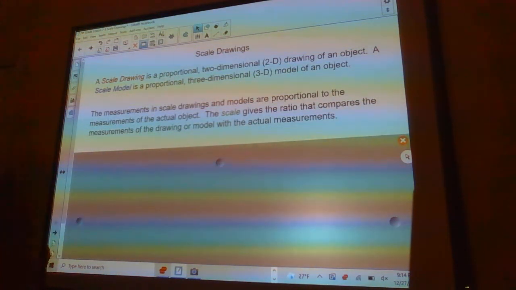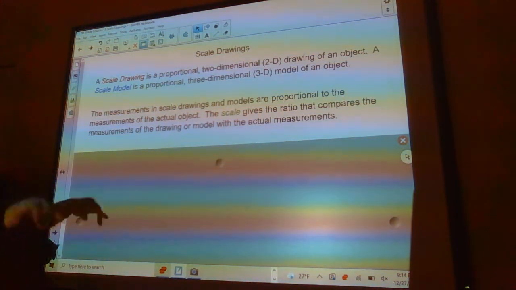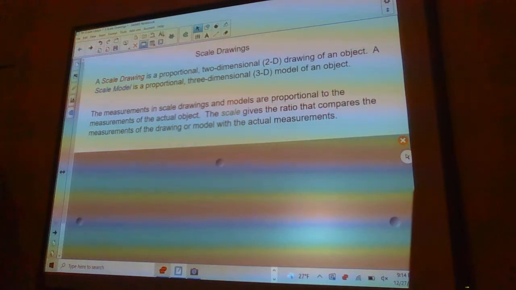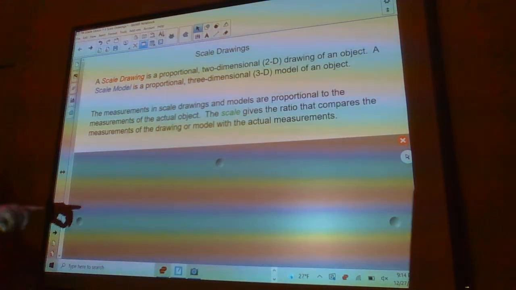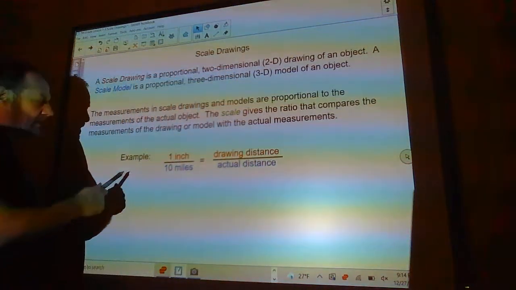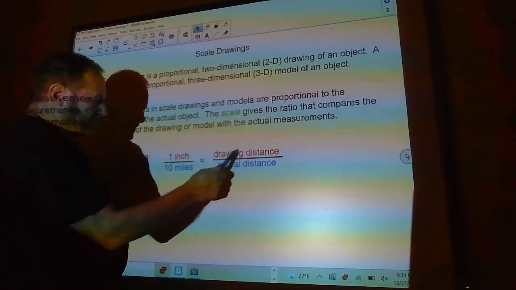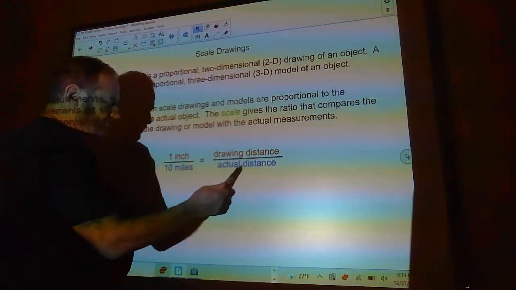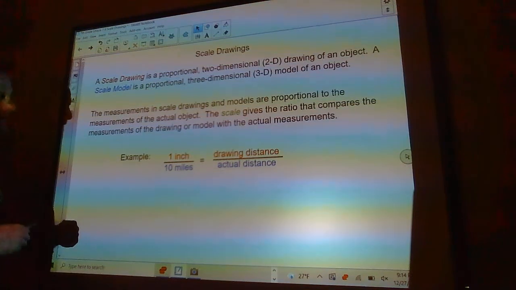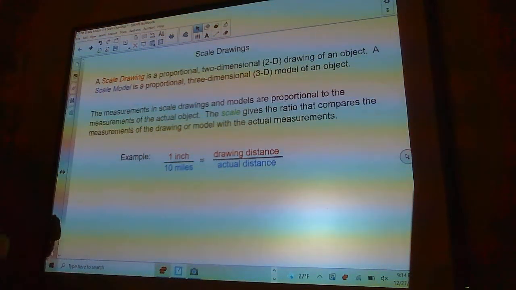The measurements in scale drawings and models are proportional to the measurements of the actual object. So the scale gives the ratio that compares the measurements of the drawing or the model with the actual measurements. It's something like this: we have 1 inch to 10 miles. This is your drawing distance, and this is your actual distance. So you've got a proportion here. Anytime you get two fractions equal, that's a proportion.